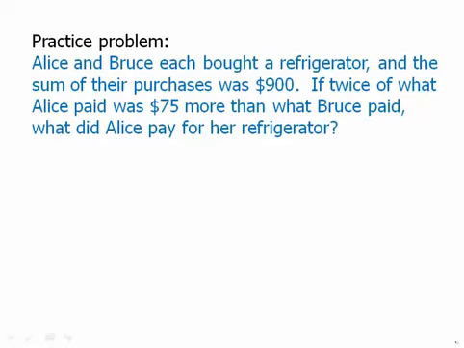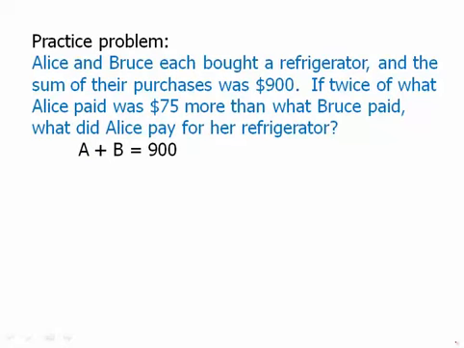Here's a practice problem. Pause the video, and then we'll talk about this. Okay. Alice and Bruce each bought a refrigerator, and the sum of their purchases was $900. So we use the very simple variables A and B for the price they spent. A plus B, the sum, equals 900. That's one equation. If twice of what Alice paid was $75 more than what Bruce paid, what did Alice pay for her refrigerator?